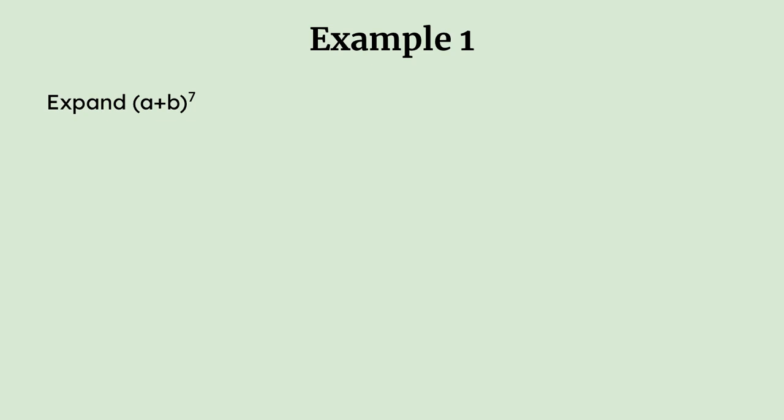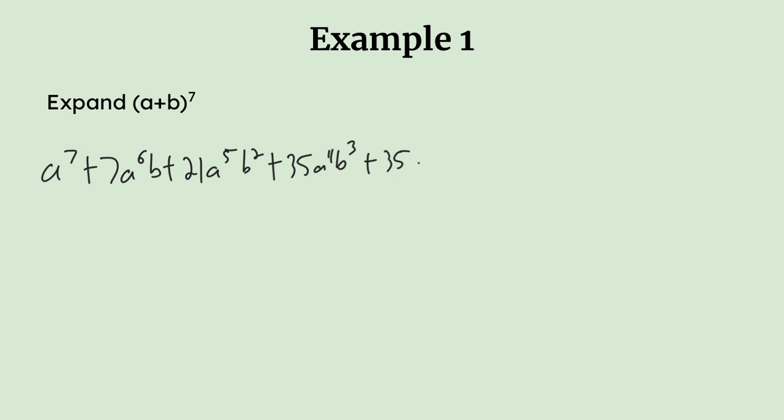So (a + b) to the 7th, looking at your Pascal's triangle, we have a to the 7th plus 7a to the 6th b plus 21a to the 5th b squared plus 35 a to the 4th b cubed plus 35 a to the third b to the fourth plus 21 a squared b to the fifth plus 7 a b to the sixth plus b to the seventh.